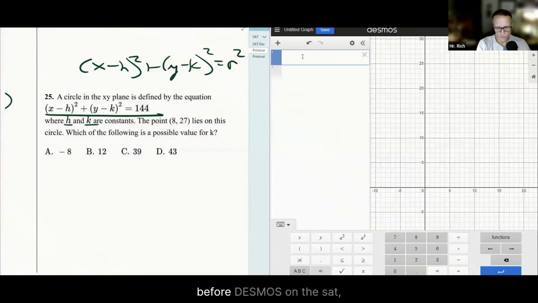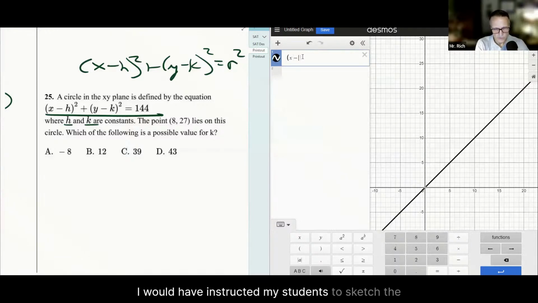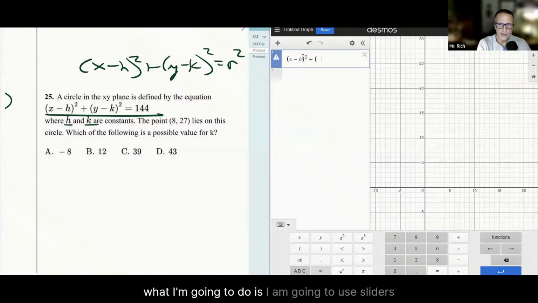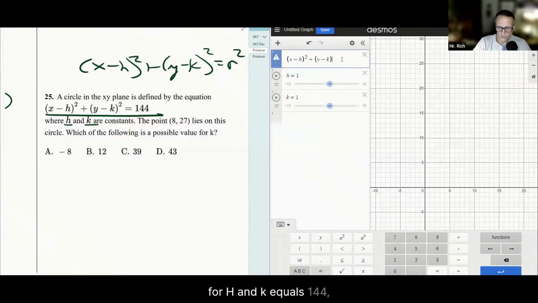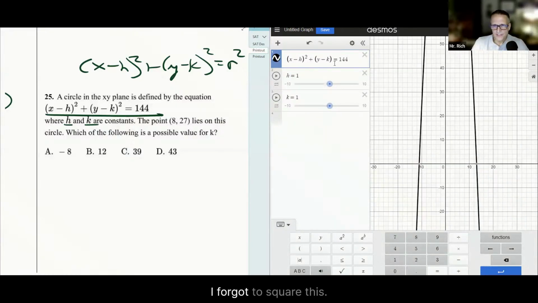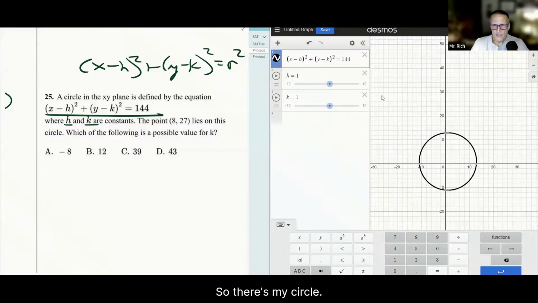In fact, before Desmos on the SAT, I would have instructed my students to sketch the graph of the circle by hand. But that's okay. What I'm going to do is use sliders for h and k, and r squared equals 144. So I know my radius is going to be 12, right? That's r squared, the 144. Oh, I forgot to square this. No wonder it looked like a parabola. Okay, there we go. So there's my circle.